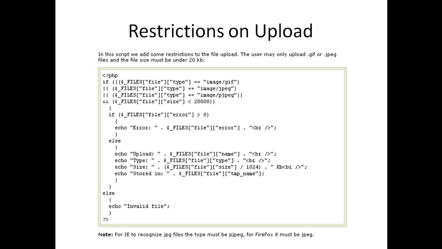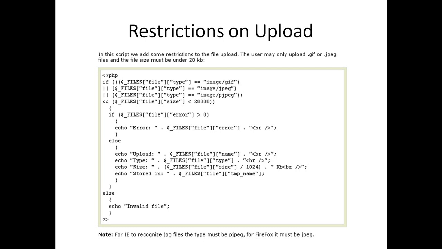So what they're doing now, also from W3 Schools, is taking the basic upload script and adding restrictions. In this script, we add some restrictions that say the user may only upload GIF or JPEG files, and the file size must be under 20 kilobytes. Size is specified in bytes, and what you're doing here is checking if the file type is a GIF, or image JPEG, or image PJPEG, and notice they put appropriate parentheses around to group the ors and the ands, and the size is less than 20 kilobytes. Handle the upload, else invalid file.